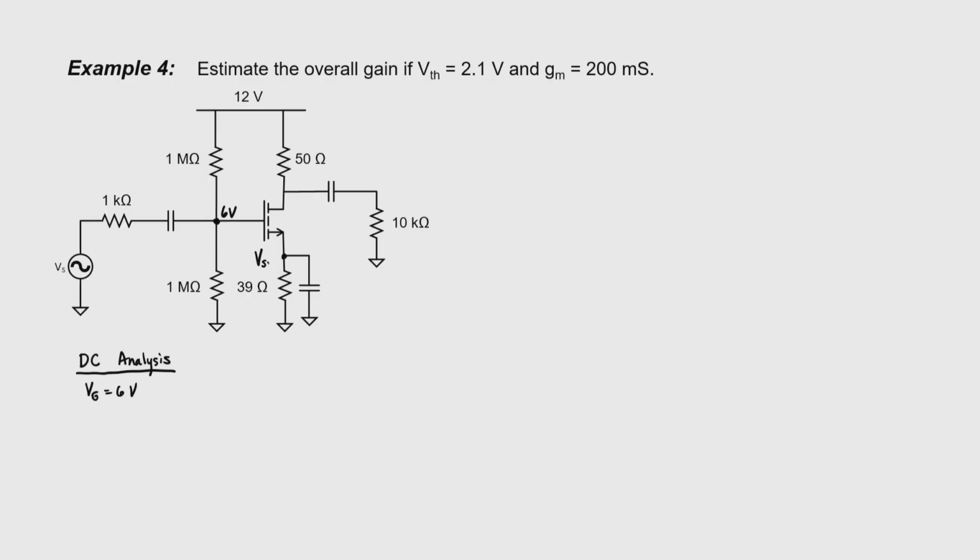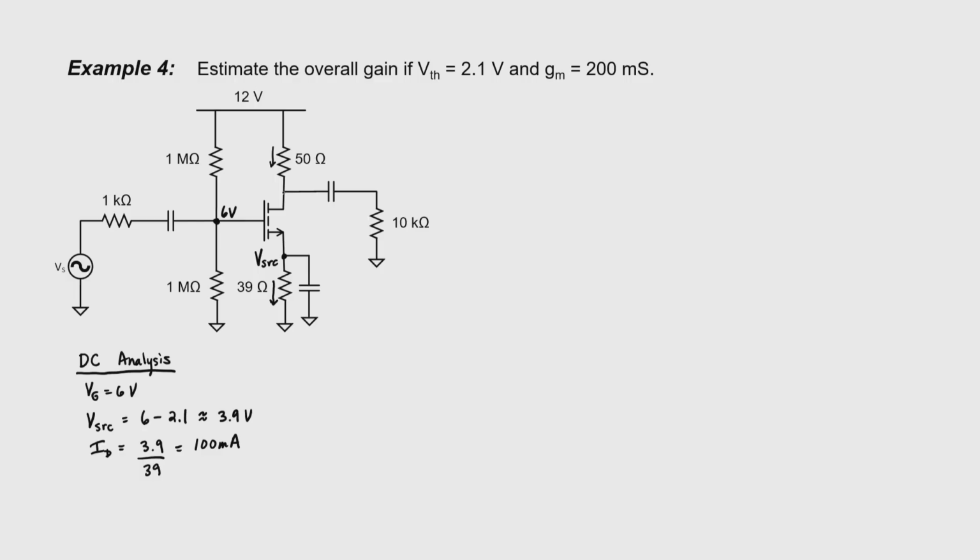The source voltage here is just going to be about a threshold voltage below the gate voltage. Probably a little bit more than that, but this is usually a good estimate. We get 3.9 volts here, and we can then find our drain current. It's just our source voltage divided by that resistance, and indeed we find that it's 100 milliamps.